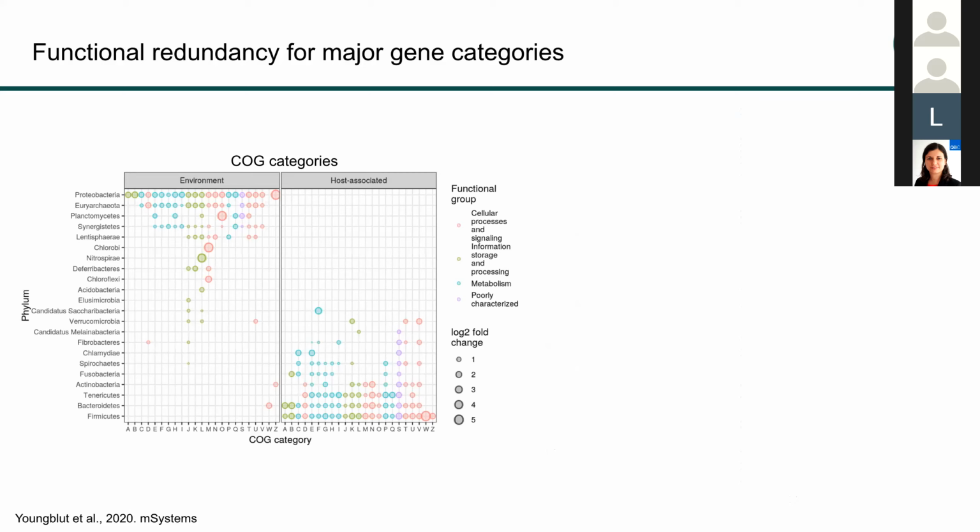So we also did an analysis much like we did with the MAGs of host versus environmental enrichment, but here at the gene category level. So we grouped them here by COG categories and then looked at which COG categories were enriched in the environment or enriched in the host. And this is parsed by COG category per phylum. And interestingly, the circles represent basically the strength of enrichment, and only significant enrichments are shown.